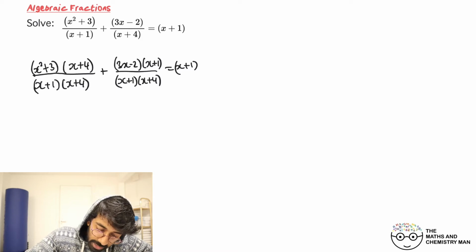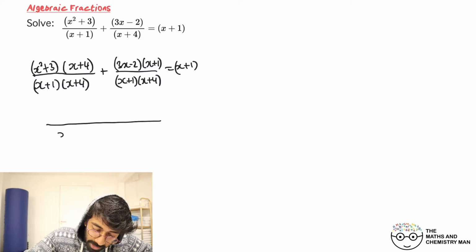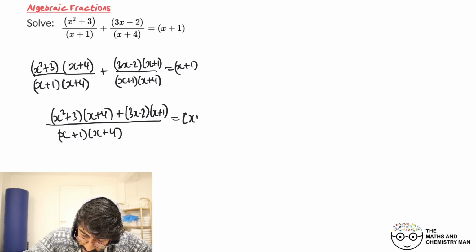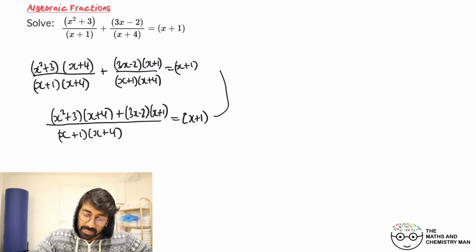That seems good. And now we can squash this all together into one big fraction because they've got the same denominator. So on the top here, (x squared plus 3)(x plus 4), and then (3x minus 2)(x plus 1). Okay, and then here x plus 1. There we go, perfect. Now let's take it up here.